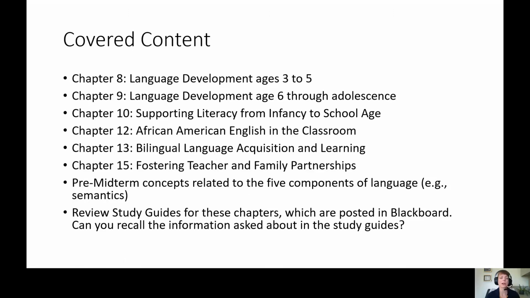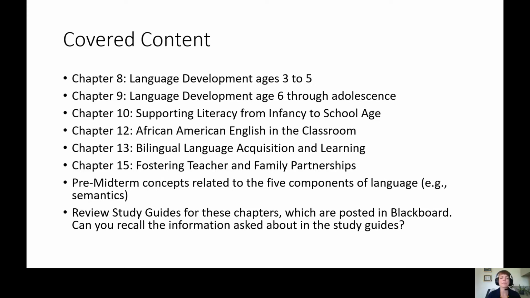The covered content for the exam is essentially a second half exam for the most part. Here are the chapters that are covered. In terms of concepts from before the midterm, I would like you to be able to apply your knowledge of the 5 aspects of language. What are those? Take a moment, you can annotate here: what are those 5 aspects of language?